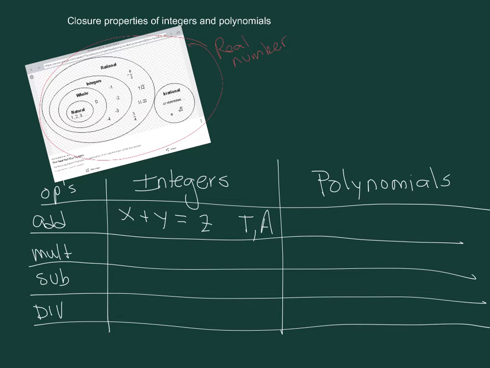It's true always. For polynomials, so that would be if I had a polynomial, let's call it 3a squared, and I added that to 2a squared, that would give me 5a squared. So I have a polynomial, which I added to another polynomial, which gave me a polynomial, so this is true, and it's also always, because it stays closed in the polynomial world. It doesn't leave that world.